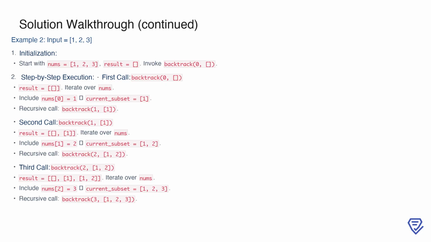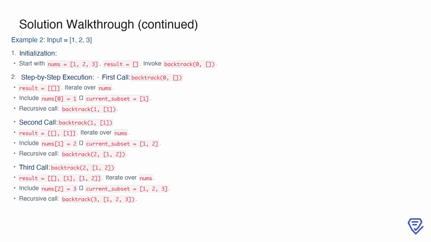We begin with an empty result and call backtrack(0) to generate the subsets. In the first call, the empty subset is added to result, so result equals [[]]. Iteration starts at index 0, where nums[0] equals 1 is added to current_subset, resulting in [1]. A recursive call is made with start equals 1 and current_subset equals [1]. In the second call, [1] is appended to result, giving result equals [[], [1]].